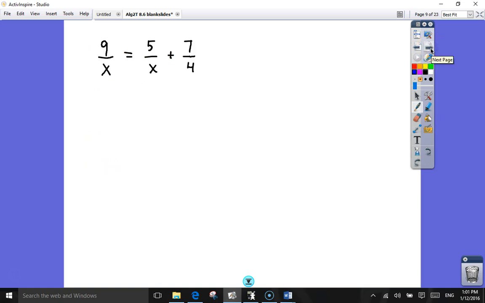Okay, so for example, in this problem, I can't cross multiply right away because there's two terms being added together on the right-hand side. But I can try to add them up. I would first need to know, there's no factoring to do, right? All the denominators just have one term. But what is the LCD of these two? Yeah, 4x.